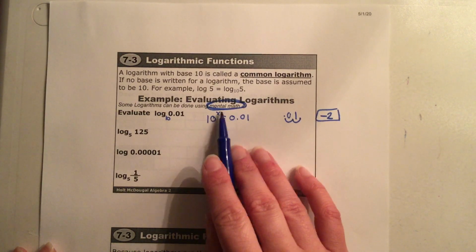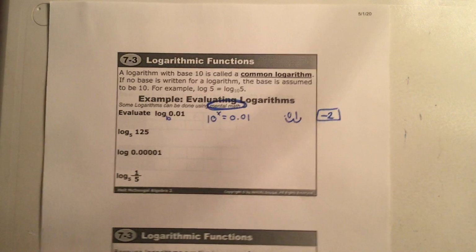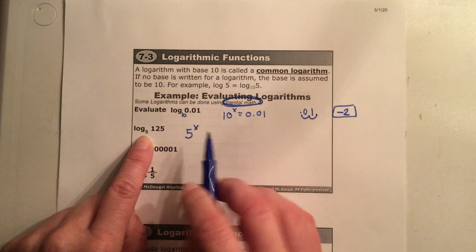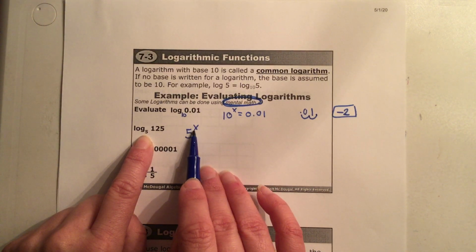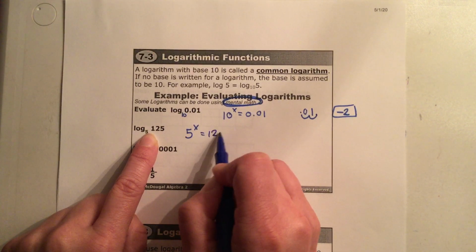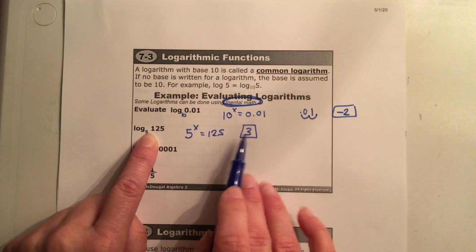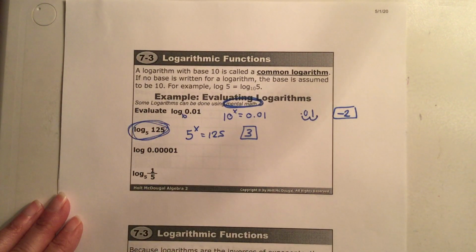What exponent could I put on the base, which is a 10, to get to 0.01? Okay, here's the next one. The base is 5. You're evaluating, so you're trying to find the exponent. What exponent could I put on 5 to get to 125? Well, that's a 3 because 5 to the power 3 is 125. So this whole thing has a value of just 3.